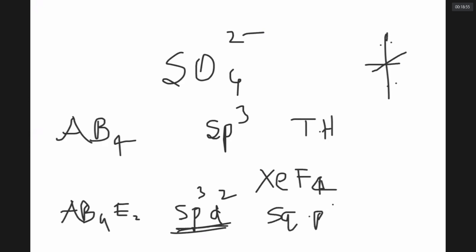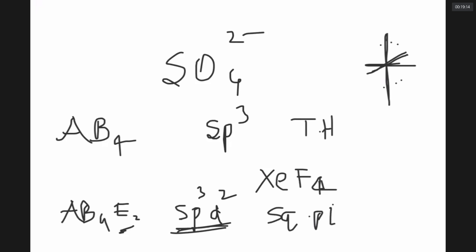sp3d2 means octahedron. In octahedron, there are 2 lone pairs, which means square planar, sir. You should see, you should develop this structure, man. Yes, it is square planar. Okay? Yes, sir.